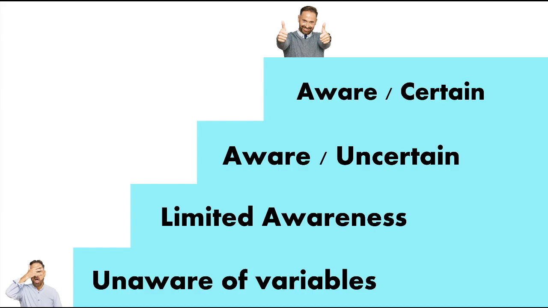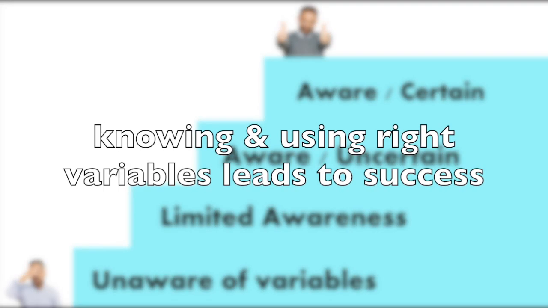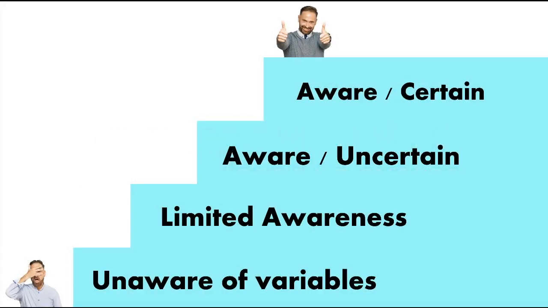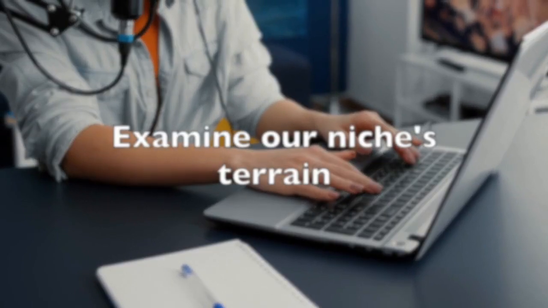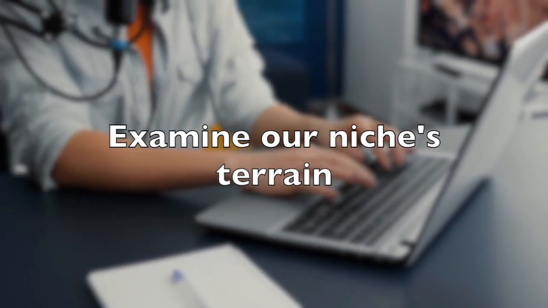And finally, the fourth step is we're not only aware of the different variables, but we're quite certain which ones are going to work well in our niche. And when we get to that step, and it could easily take 1 or 2 years, this is where your YouTube channel really starts to take off. So, knowing and using the right variables and the right combination of variables is really going to lead you to success.